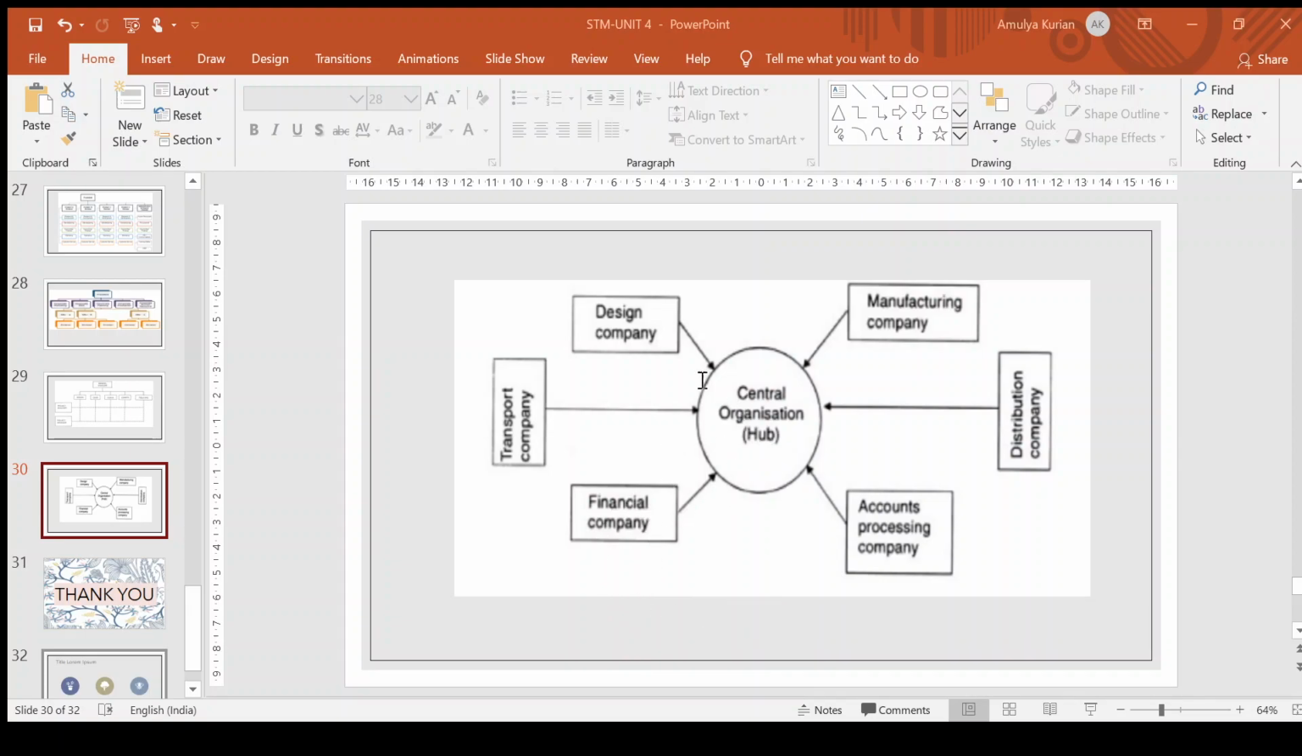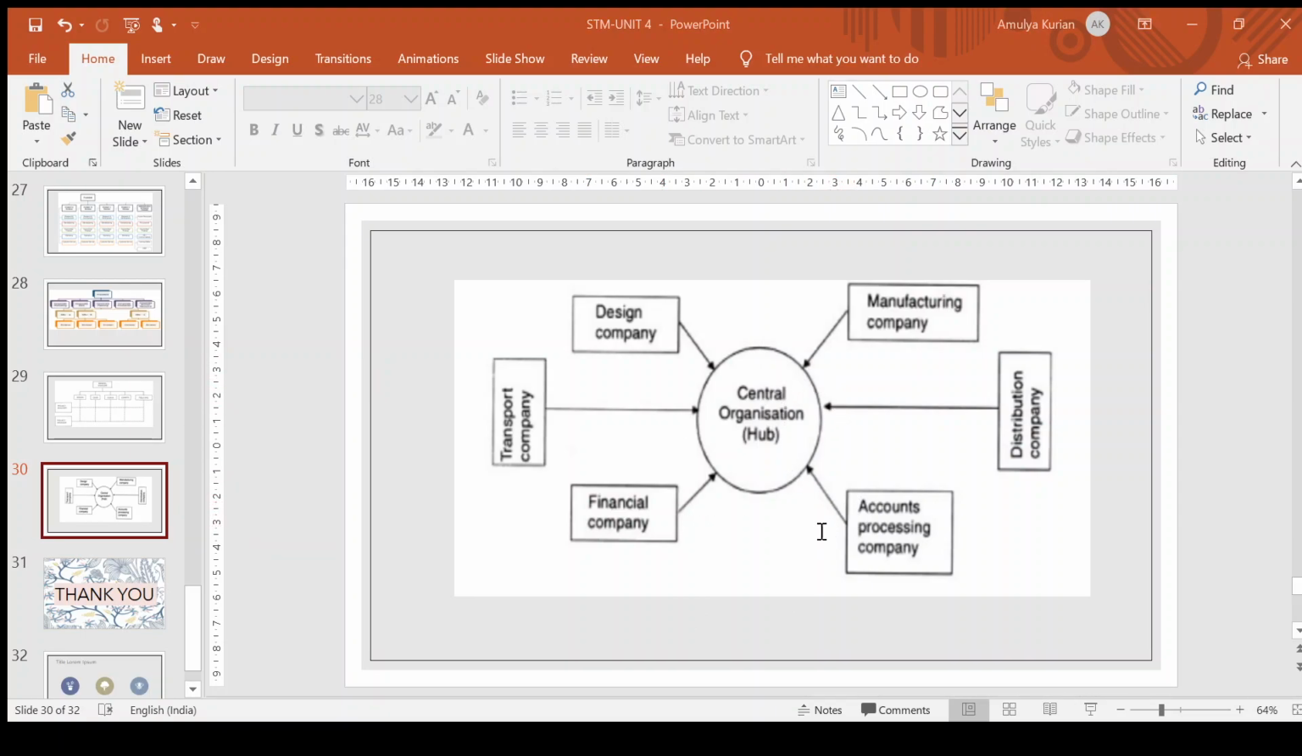In some way or the other, it is similar to a virtual organization. In this one, there will be a central organization which will be focusing only on the main aspects of their area of expertise, and they will be approaching other companies in order to get things done, like a design company, manufacturing company, distribution, accounts, financial company, and transport company. Such a type of network which is being formed, in which things are happening, is called a network structural organization.